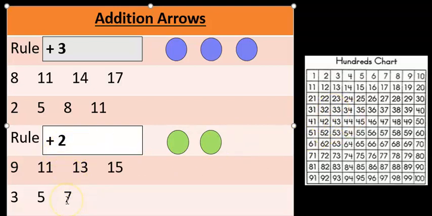Now let's come to 7. Count with Mr. Begay. 7, 8, 9. So our answer there is going to be 9.